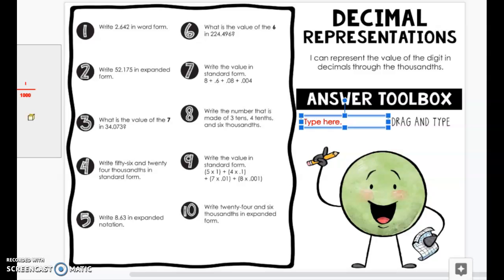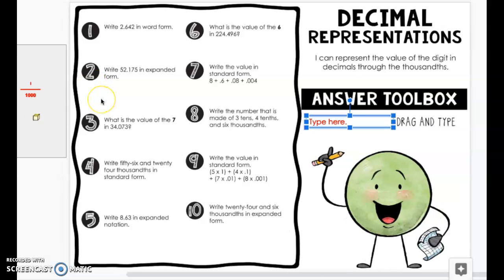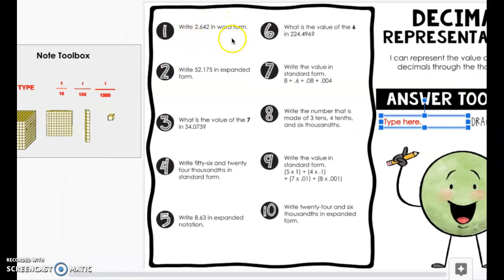Hey friends, today I'm going to have you complete some questions about decimal representations. The past few days we've been talking about how to say decimals and how to write decimals in expanded notation. So that's what you're going to practice today. I'm going to do the first one with you and then you can complete 2 through 10 by yourself.